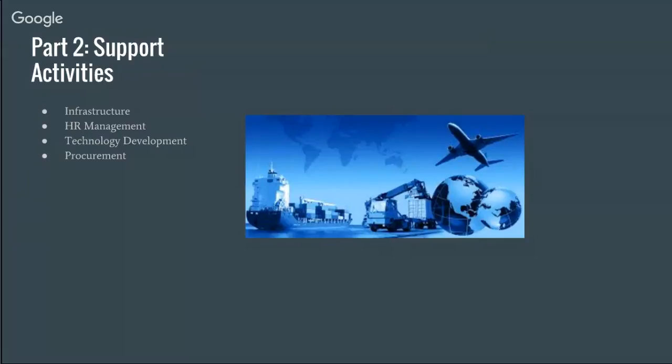Then you have HR management, which is all activities involved in hiring, training, and developing personnel for the company. Third, you've got technology development, which is equipment and technical knowledge utilized in a firm's conversion of inputs to outputs. And finally, procurement, which is the acquisition of goods from an outside source.